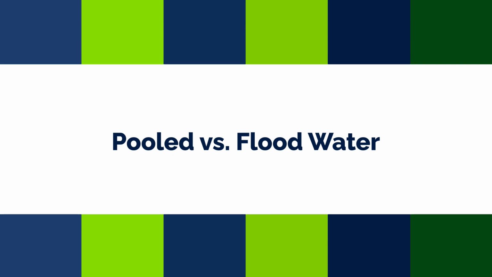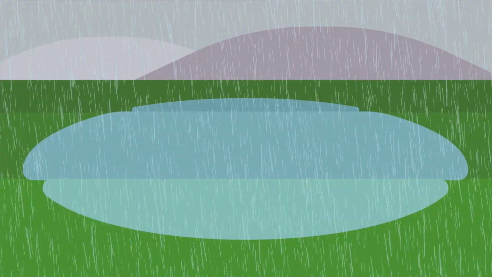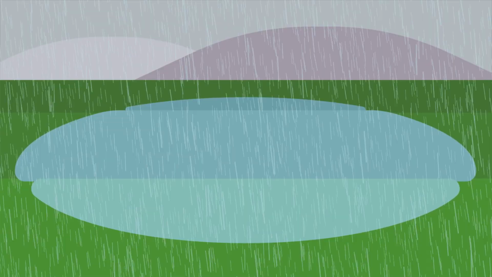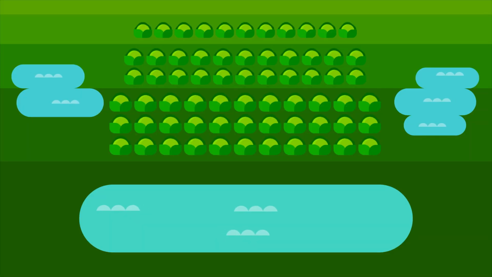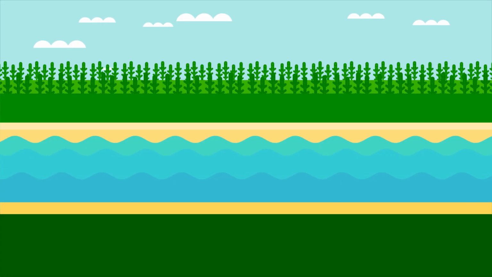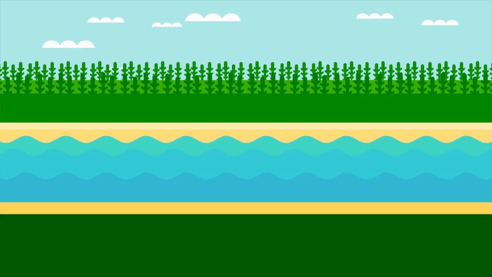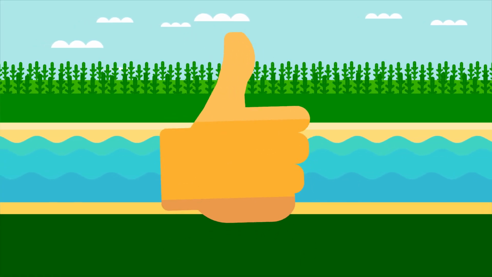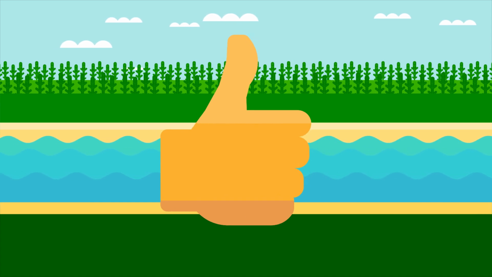Pooled versus floodwater. The accumulation of water is not always considered as flooding. If water used for irrigation or rainwater were to pool in or around the crops, it is not likely to become a source of contamination to our planted product. Since this water is safe, this is defined as pooled water.